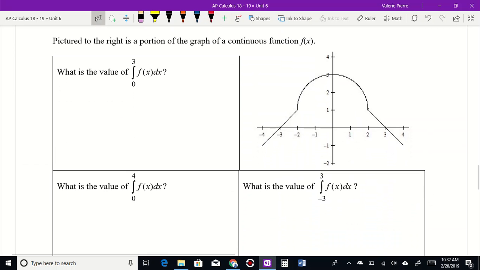On this last page, we have a graph of a continuous function f of x, and we're going to find the integral for various limits of integration. So remembering back to when we first started integrals, integrals are the area under the curve, right? So we're going to use this graph to identify the area under the curve by using geometric shapes that we already know how to find the area for. So first area we're going to find is from 0 to 3.